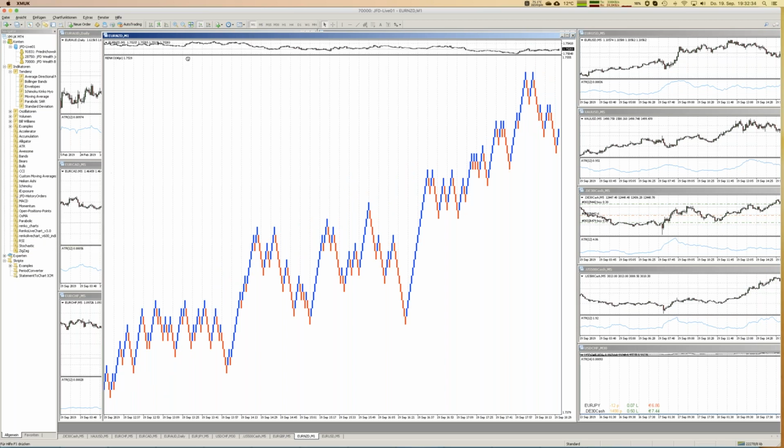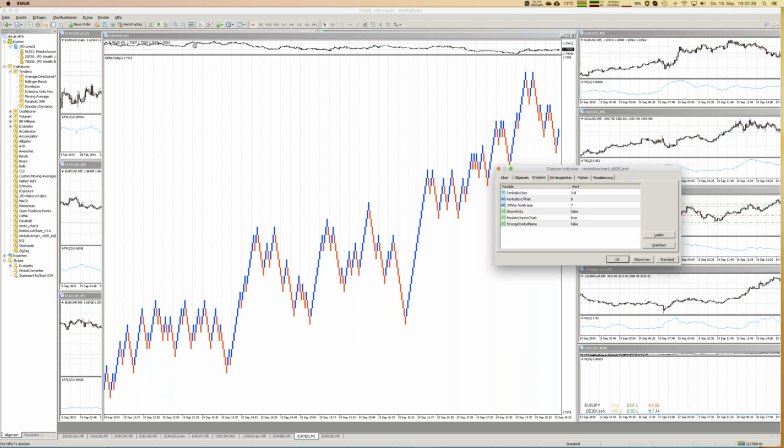The other one we can throw here as well. So here it's really important: if you are not on M1, you will get an error. You have to allow import of DLLs, otherwise the indicator is not working.